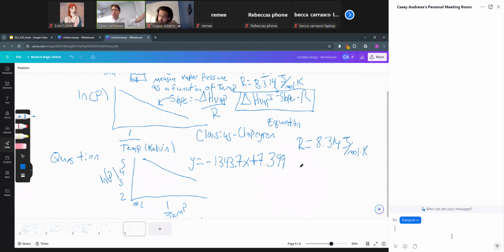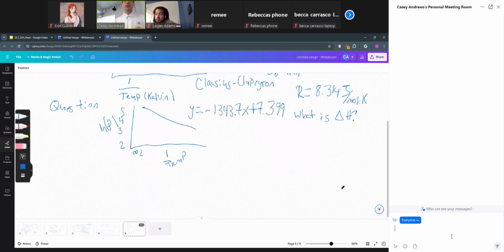And so the question would be, what is delta H? And I'm going to allow you to try that. So given this information for this question, please tell me what the value of delta H is from this plot. Give you a few minutes to do this. Let me know if you have any questions. This is a very powerful skill, looking at plots and getting information from it. So that's why we're working on it.